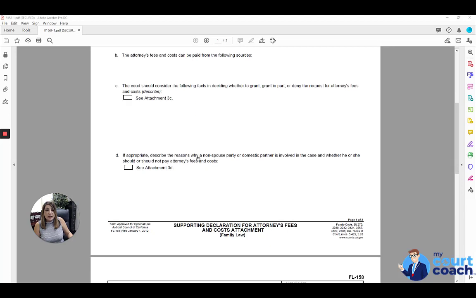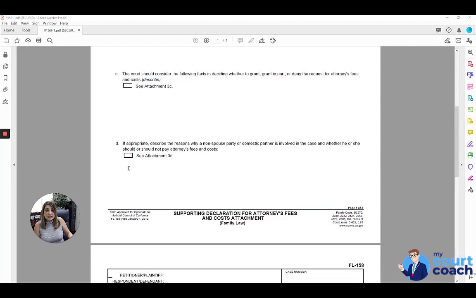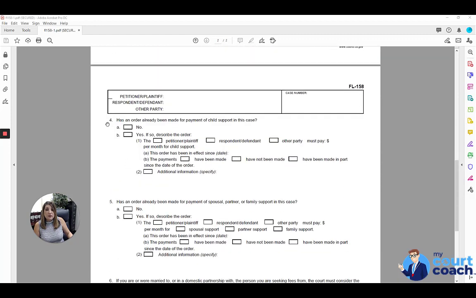If there's any reason why a third party who is involved in the case should or should not pay attorney fees, then you can list that in D. And again, if you need more space, just mark see attachment 3D. Item 4, you're going to indicate if an order has already been made for child support in the case. If no, mark no. If yes, then you want to describe the order, identify the party who has been ordered to pay child support, how much that monthly amount is, the effective date since that order was made, and whether or not those payments have been made or not.